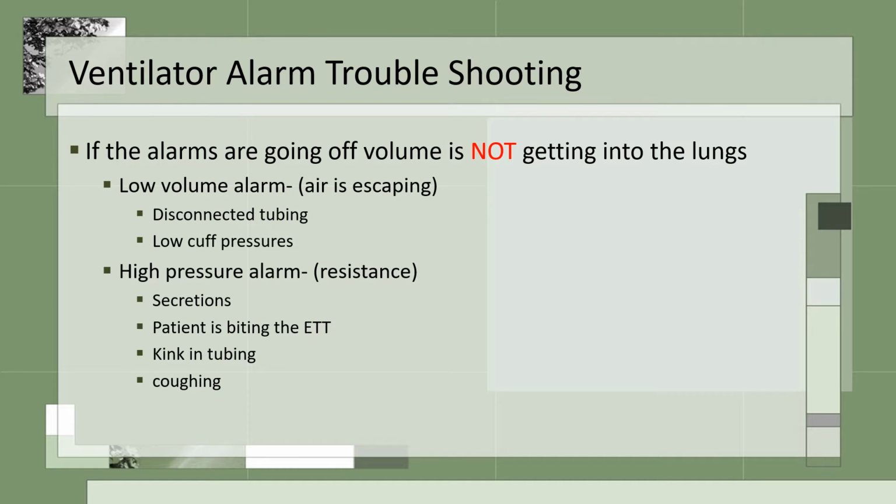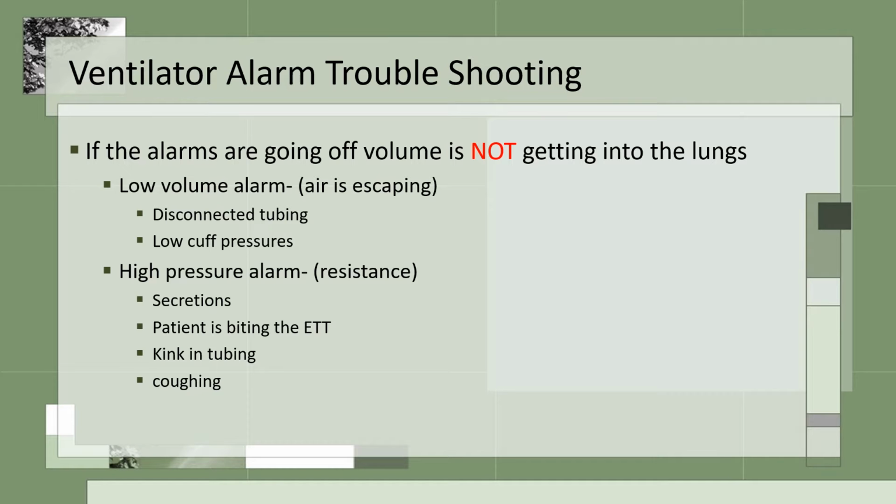Ventilator alarms. It's very important not to just silence alarms. They're happening for a reason, and our alarms should tell us something. Note that if the alarms are going off, the volume of air is not getting into your patient's lungs, so they will not be adequately ventilated. The first alarm we'll talk about is the low volume alarm. Low means air is escaping. This could be due to disconnected tubing or low cuff pressures.